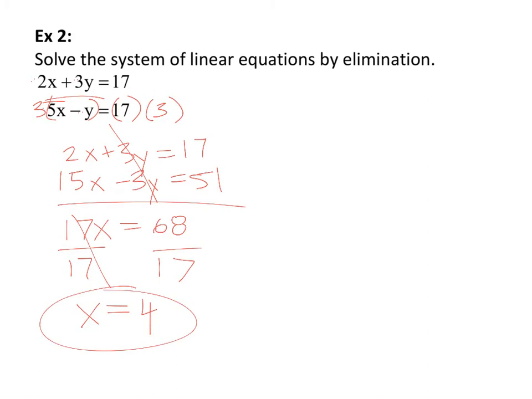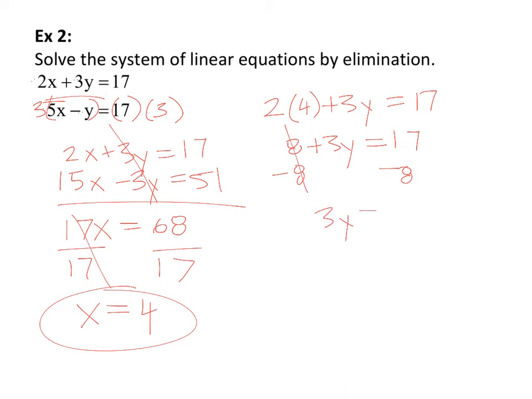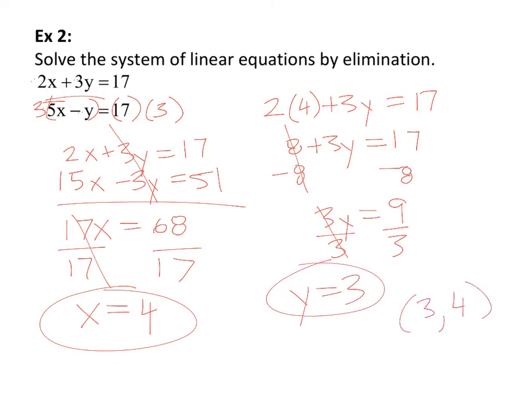Then all I have to do is plug the 4 into either equation for x. I'll plug it into the first. Of 3y is equal to 9, divide by 3, and y is equal to 3. So my answer is 3, 4. Done.